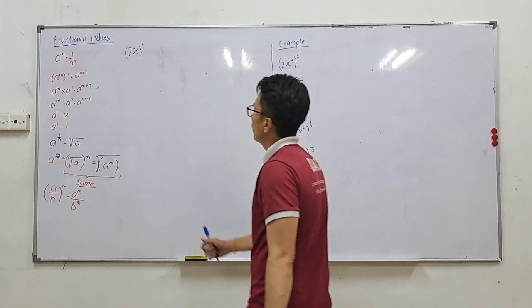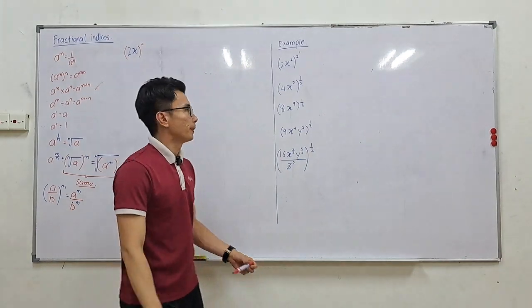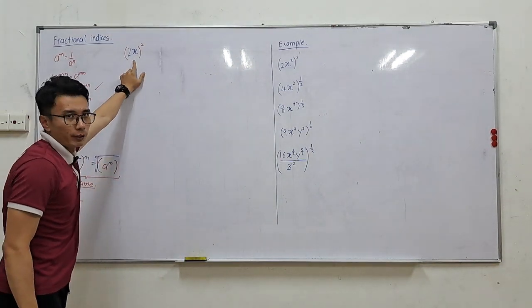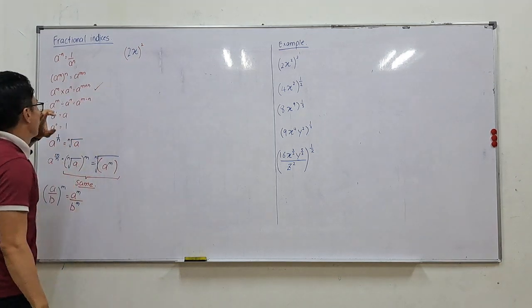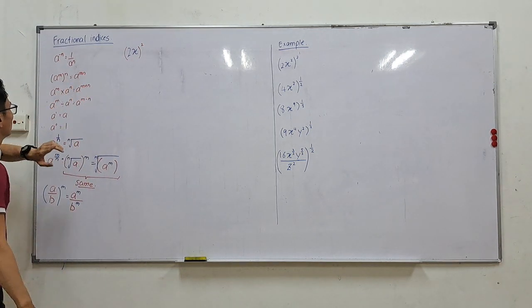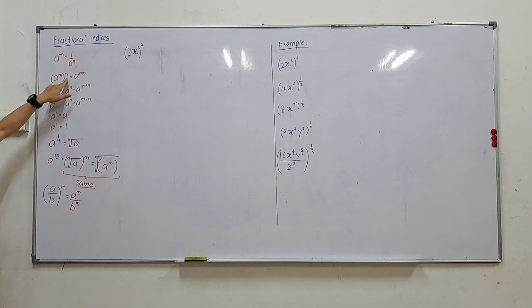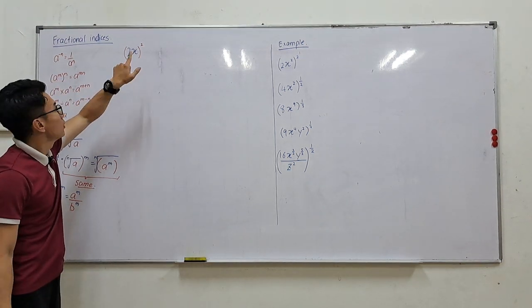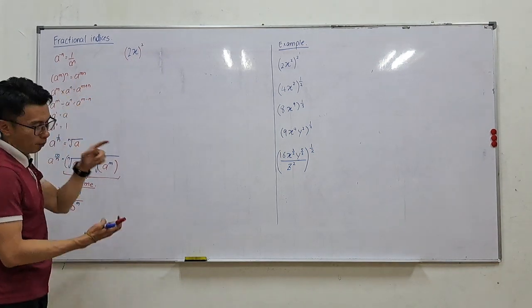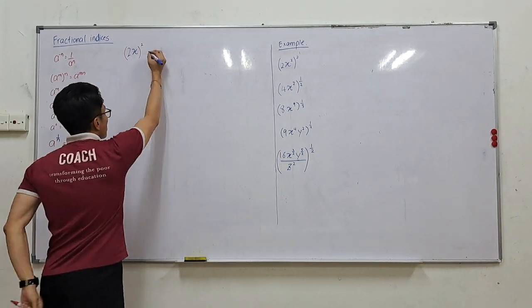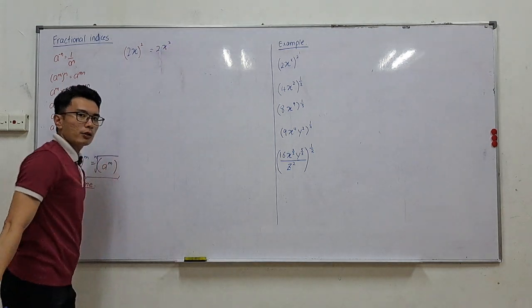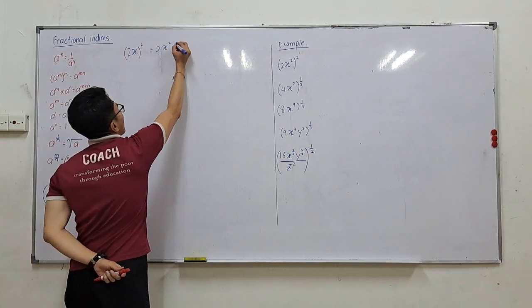Okay, let's look at this example over here. Now let's take a look at this form of indices. This is going to look very, very similar to this. So usually what will students do, they will confuse this form with this form. A lot of students will usually write, oh, that's going to be 2x squared. But if you do this, that's going to be wrong.